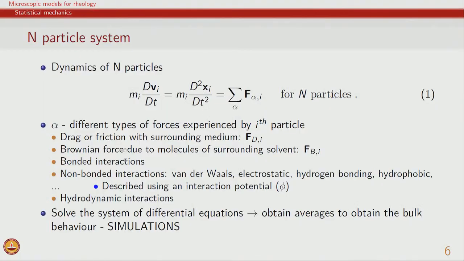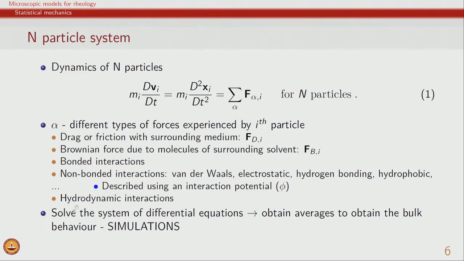So, in general for a polymeric or a colloidal system, these are the types of interactions which would be there, and for each and every microscopic system we will have to specify which of the microscopic mechanisms and which interactions are present, and then we will be able to write such a governing equation for all the capital N particles.